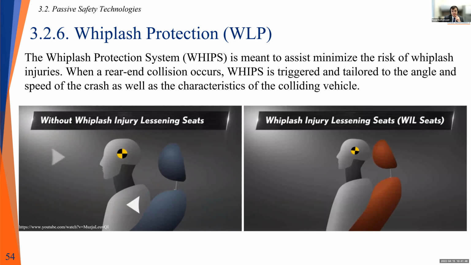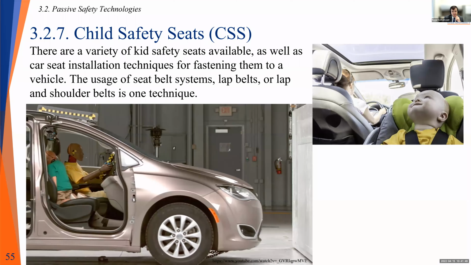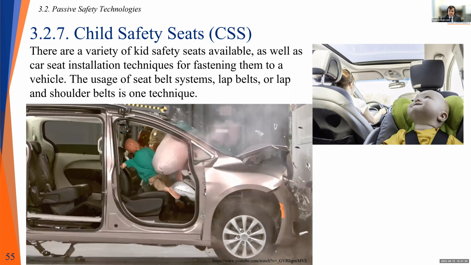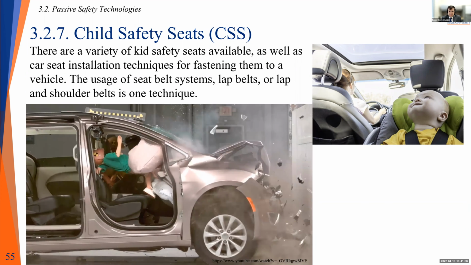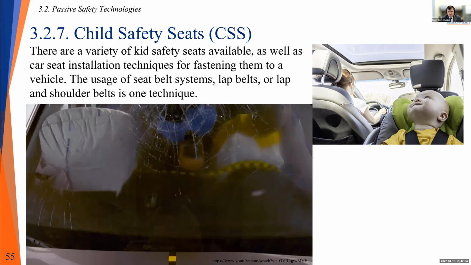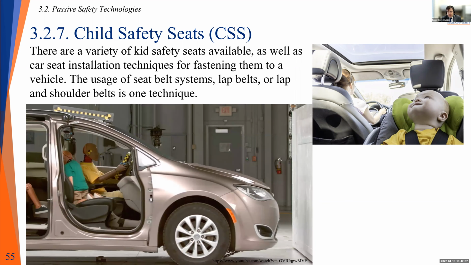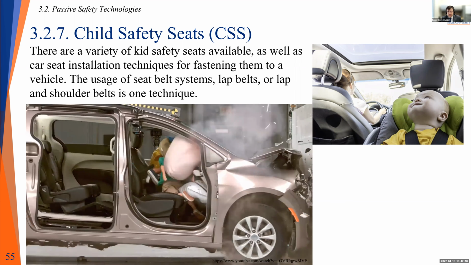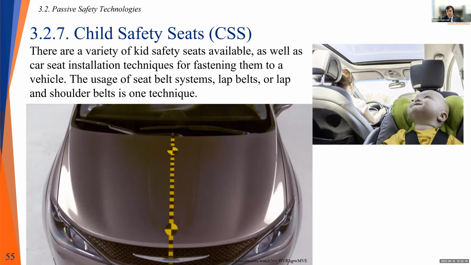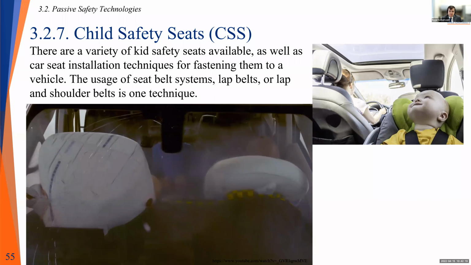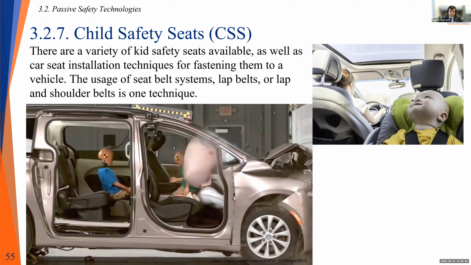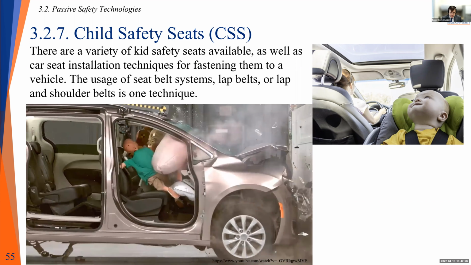And now let's take a look at child seat safety. There are a variety of kids' car seats, one of the most efficient ways to avoid injury in car crashes. Children are very vulnerable, so we need to do our best to protect them. There are a variety of kid safety seat belts available, and plenty of them are produced in different countries. A lap belt or a lap shoulder belt is one of these technologies.